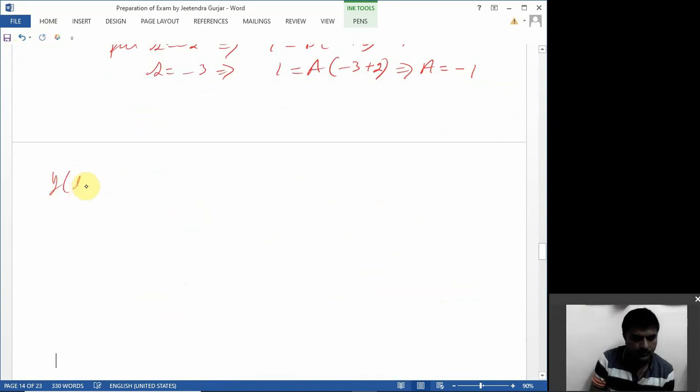So put it in this formula, therefore you can say y(t) is equal to 2 times Laplace transformation of minus 1 divided by (s + 3) plus 1 divided by (s + 2).